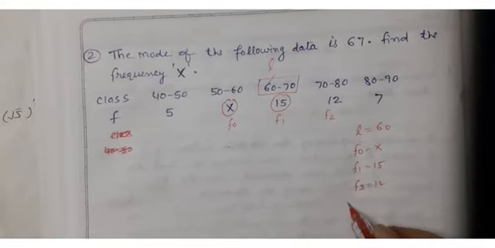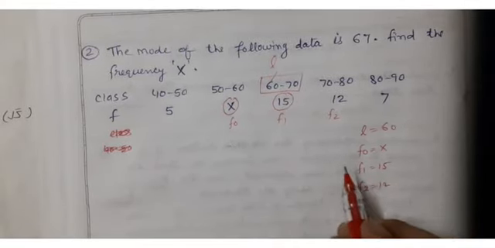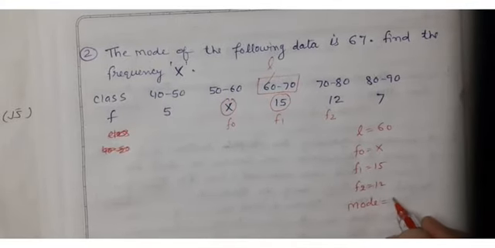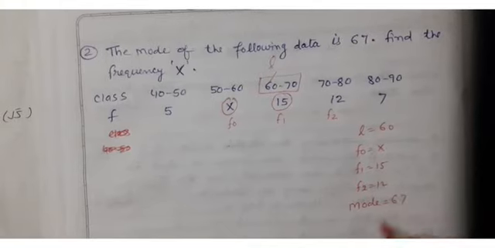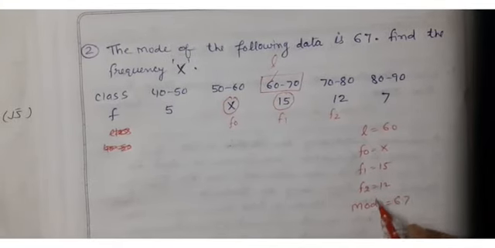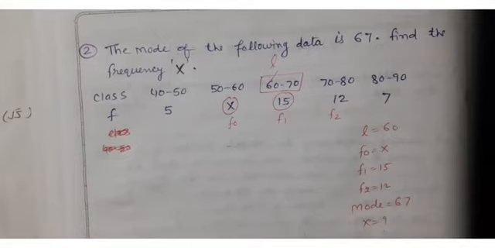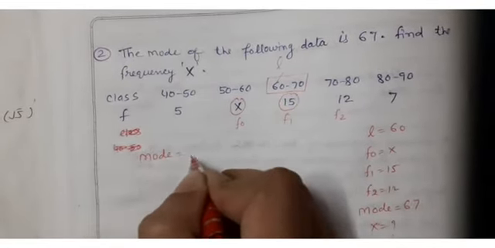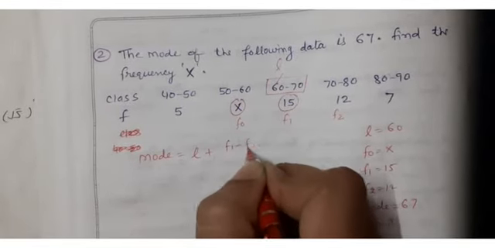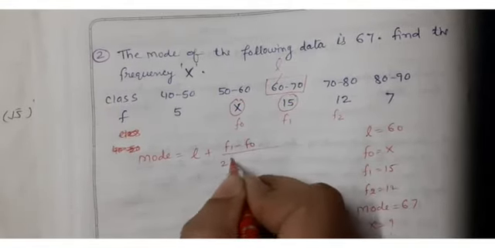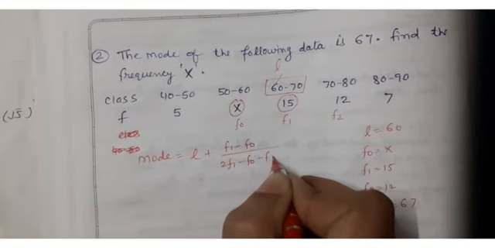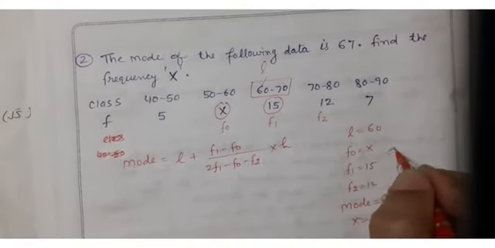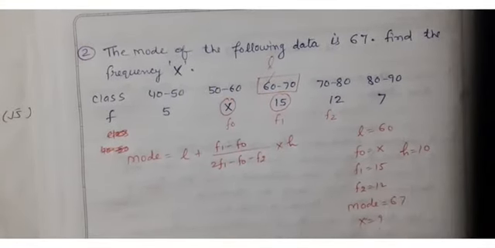Okay, now all things we have: L is equal to 60, f0 is x, f1 is 15 and f2 is 12. What do you have to find out? Mode is also given to you, 67. And you have to find the value of x. What is the formula of mode? Mode is equal to L plus f1 minus f0 upon 2f1 minus f0 minus f2 into h. Then what is h? H is 10 clearly.